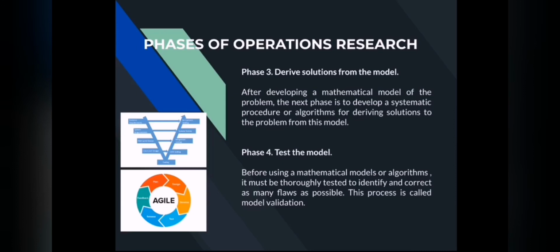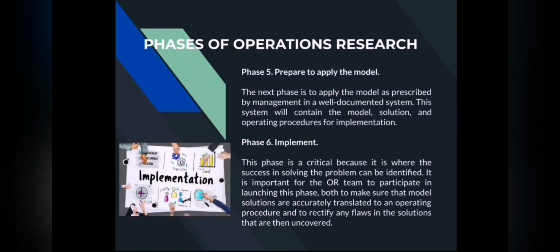Next would be the third phase, which is deriving solution from the model and then testing the model. There are a lot of models one can encounter, namely the V model, the Agile model, and many, many more depending on the line of work or specialization we are in. Phase 5 is preparing to apply the model, and just like with any business or any launch, there needs to be a soft launch, a product testing, some free taste, soft opening, and many more. Before you can fully implement a specific model, you need to test it first.